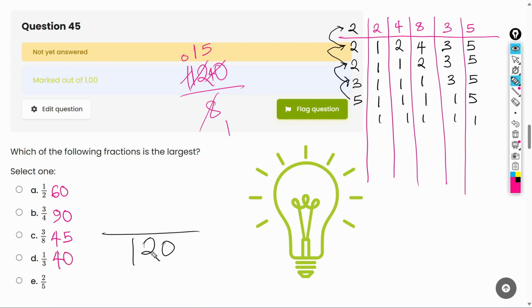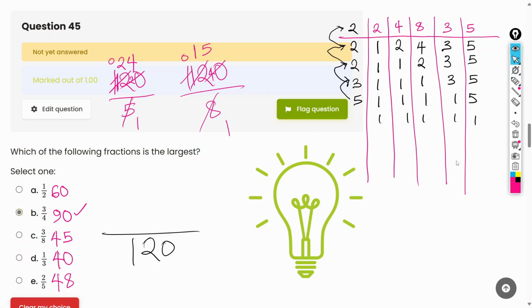5 into 120, let's do that. 120 divided by 5. 5 into 12 is 2, remainder 2. 5 into 20 is 4. So 5 into 120 is 24. 24 times 2 is 48. So the largest of these numbers is 90. So it means the largest fraction is 3 out of 4. Check.